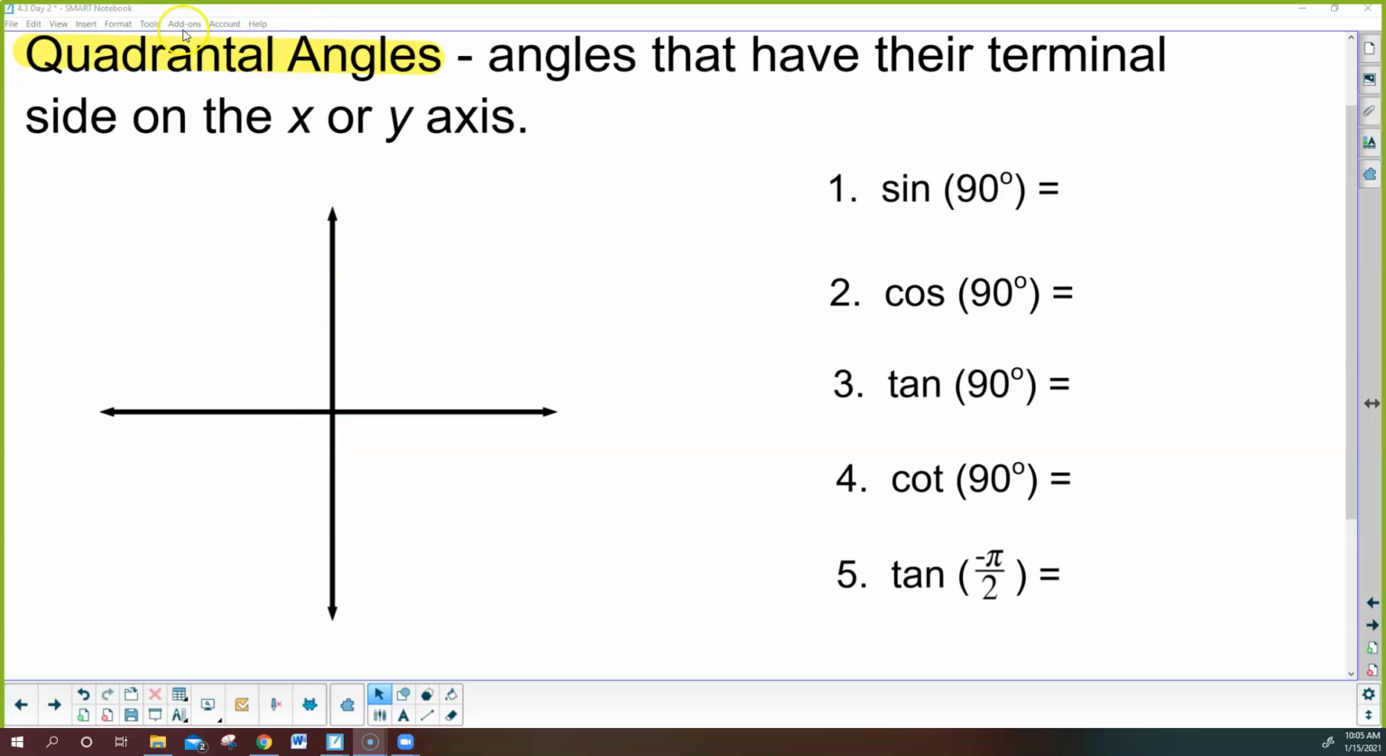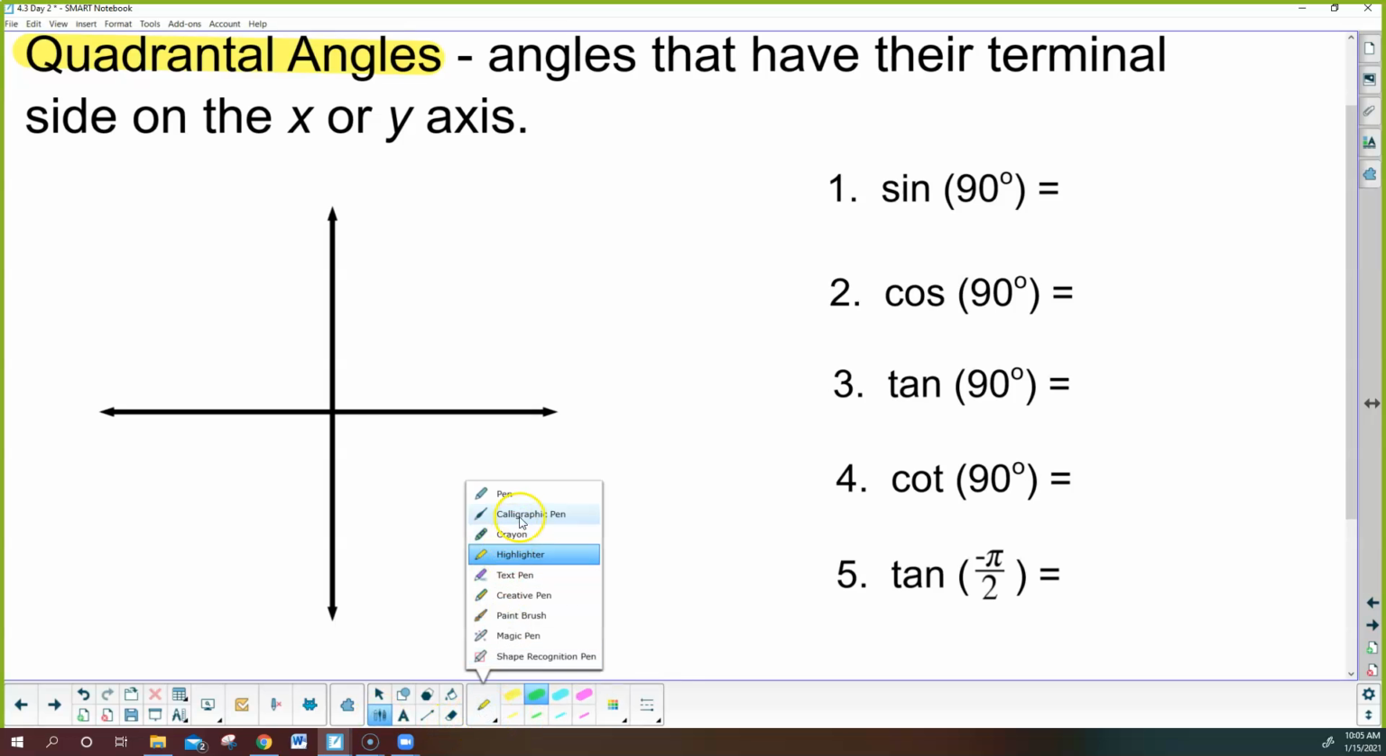Okay. So if we have quadrantal angles, those are angles that have their terminal sides located on the x and y axis, that would be something like right here. This is in between the two quadrants, so we call it a quadrantal angle. Here's another one, here's another one, and here's another one.